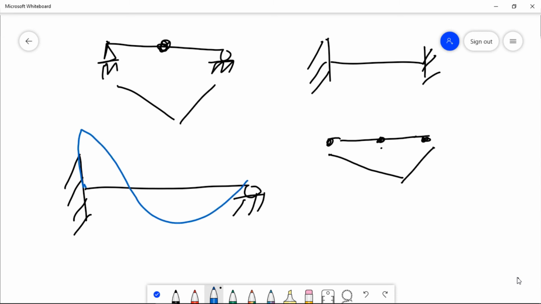Now in the propped cantilever beam, one hinge will form at this point and one hinge will form at this point. Now the beam will fail. The first hinge will form where the moment is maximum, then the second hinge forms where the moment is minimum. So when these two hinges form, the beam will fail. That is the theory of plastic analysis.